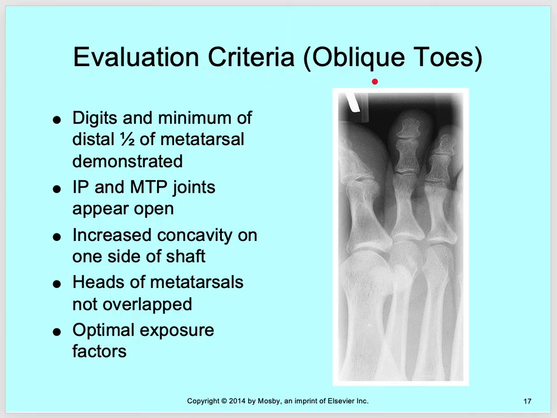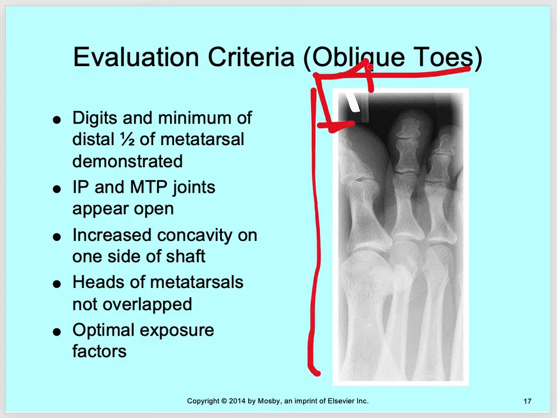So your evaluation criteria for your oblique toes, once again, don't collimate off that marker. Make sure that you leave that collimation open enough to get that marker in there. So half of the metatarsal, so they have at least half, they have almost the entire thing. The IP and MTP joints appear open, which they do. You can see them here, open and open, especially in the affected toe.